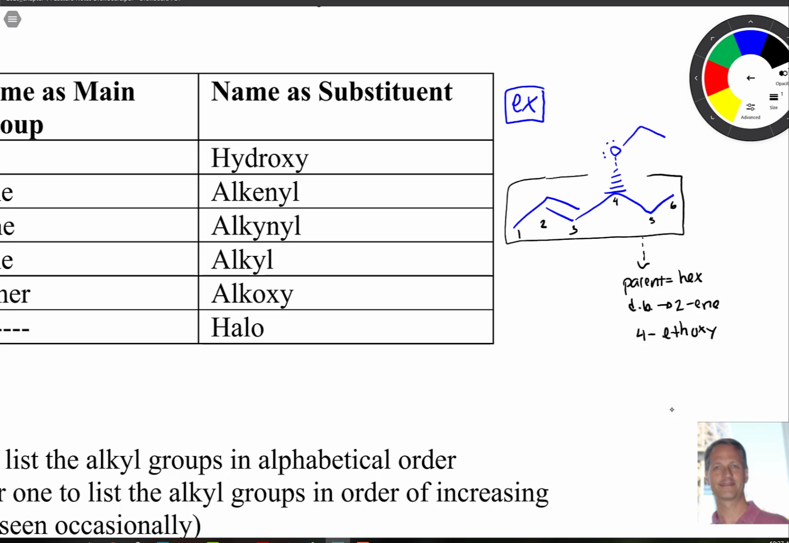Right, so putting those 4, well, I guess 3 elements together here, the name would be 4-ethoxyhex-2-ene. Now we're not done because we have some stereochemistry to address. So we have this double bond that's going to be E or Z, and then we have a chiral center here, which will be R or S.